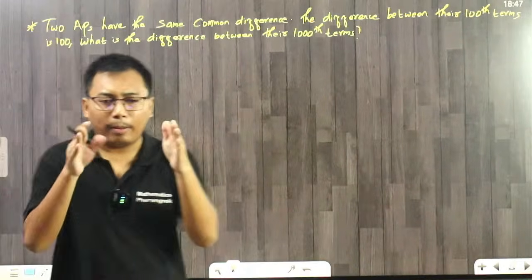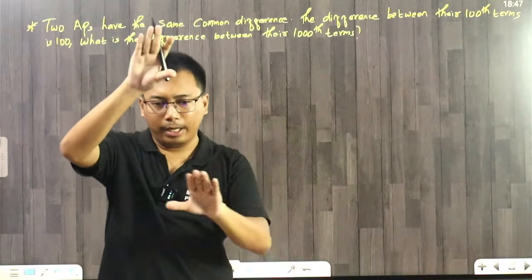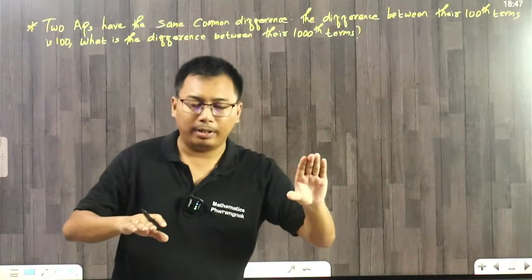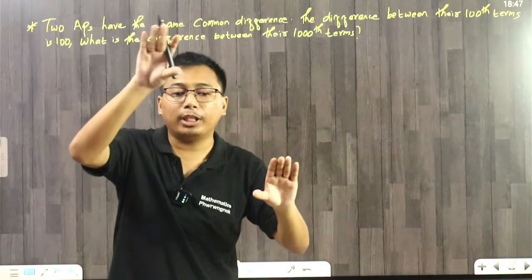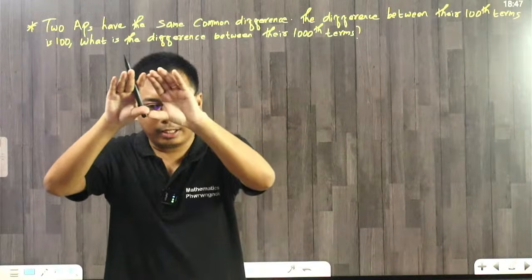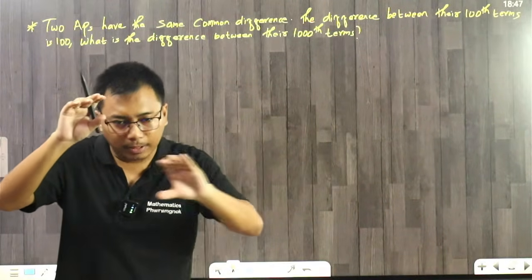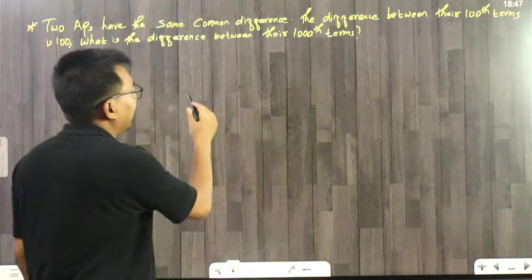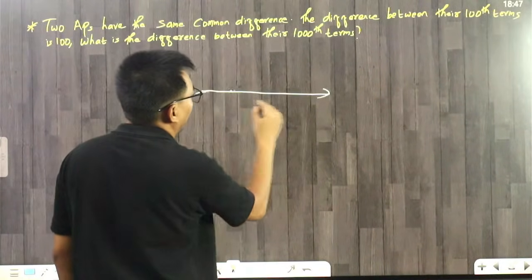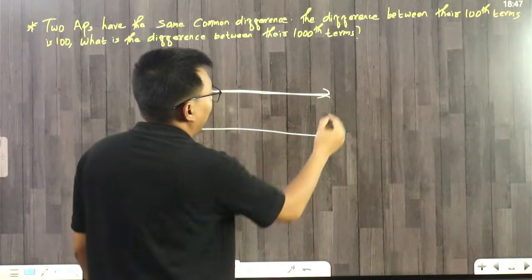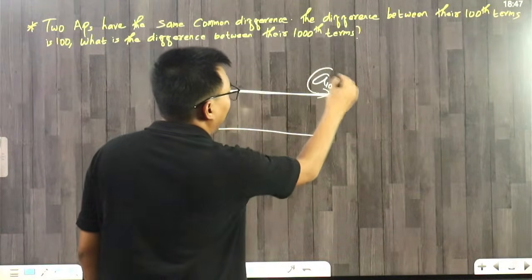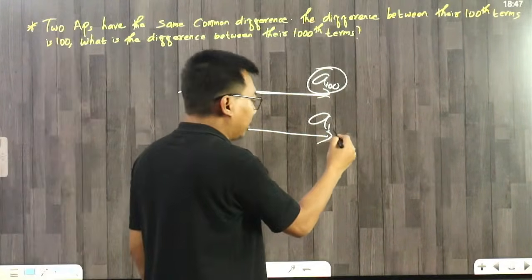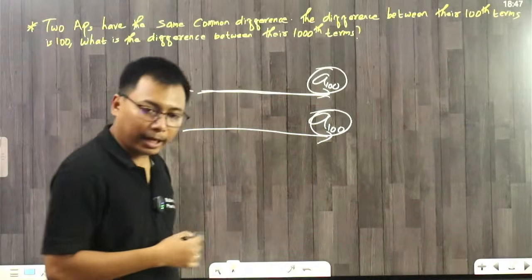So there are two APs. We'll have a first AP here and a second AP here. The difference between the 100th term of the first AP and the 100th term of the second AP is 100. Let's say this is our first AP and this is our second AP. In the first AP there will be a 100th term, and in the second AP there is also a 100th term.